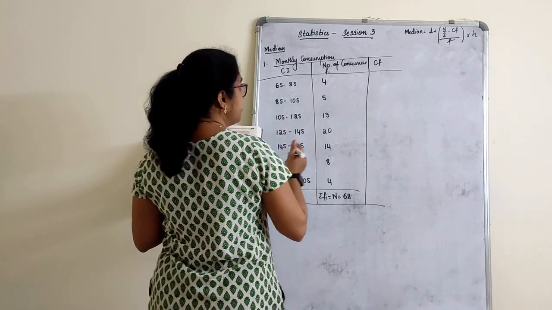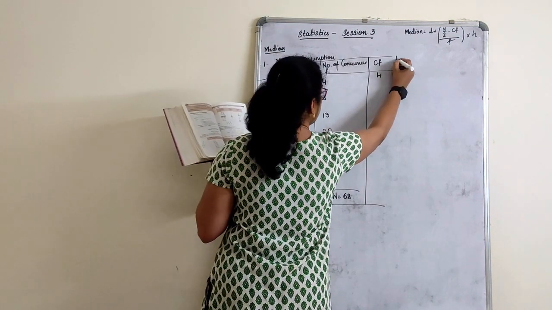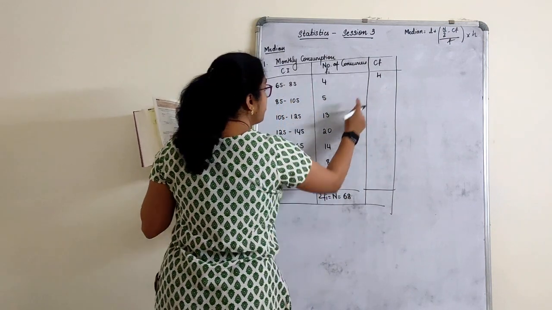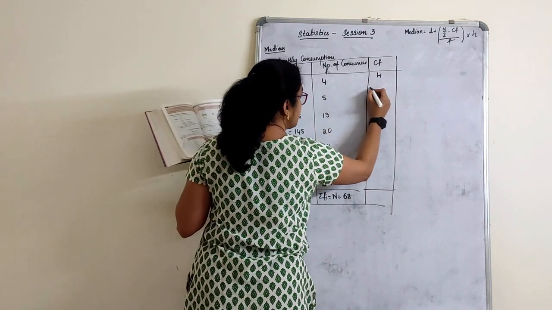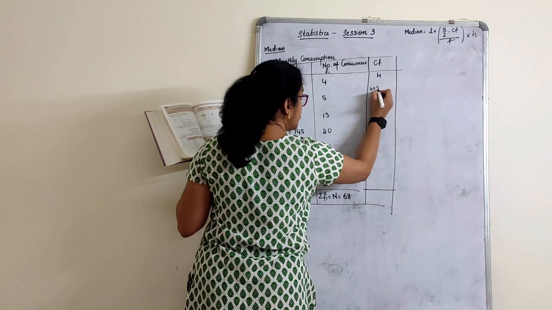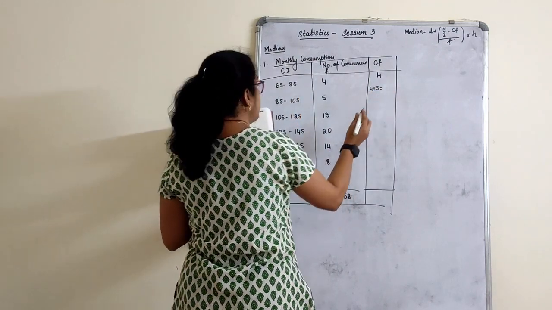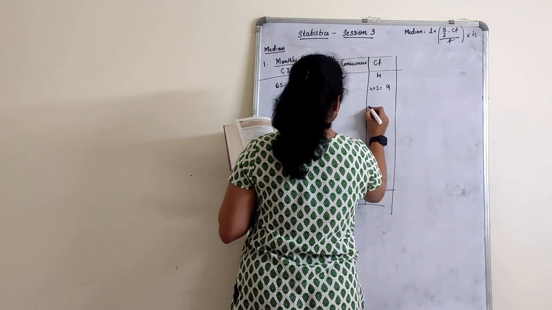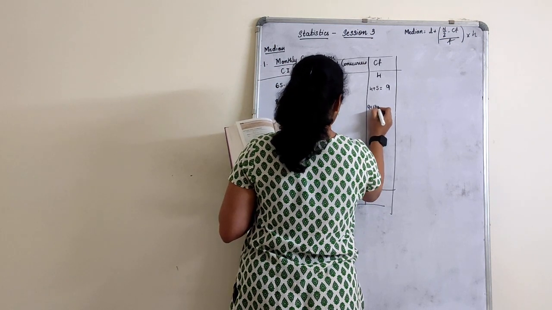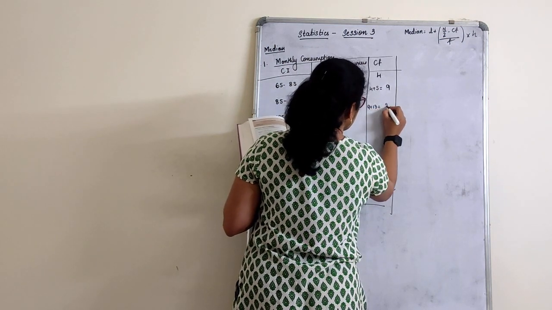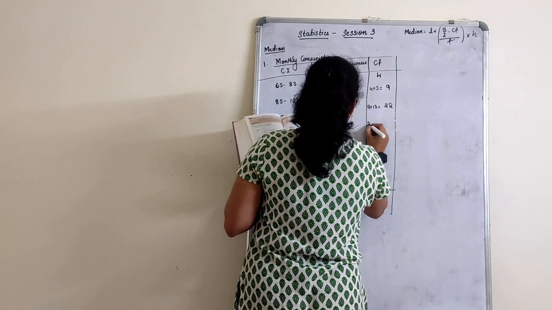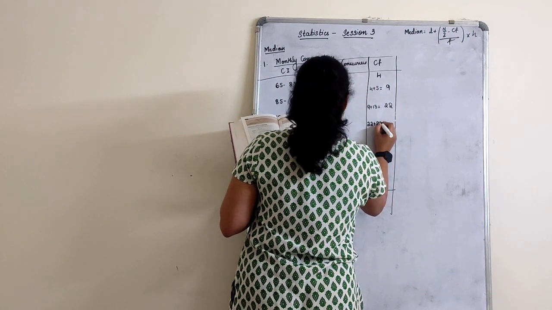How do we write CF? First of all write 4. Then 4 plus 5. I just write for the first one, only for this I am writing. 4 plus 5, 9. Next is 9 plus 13, that is 22. Next is 22 plus 20.